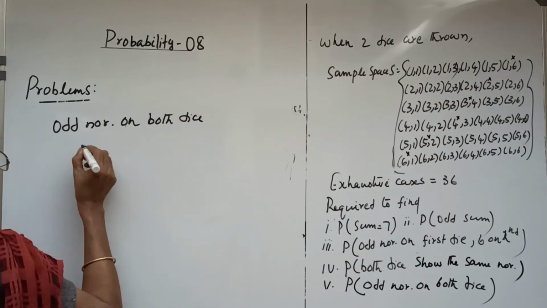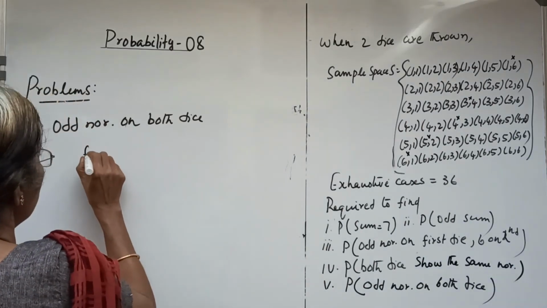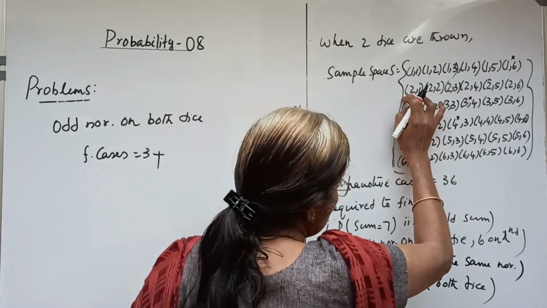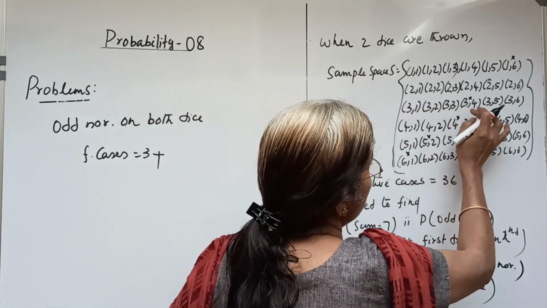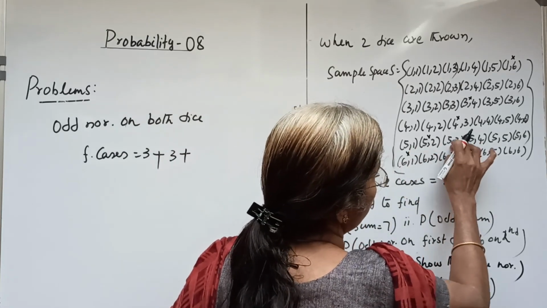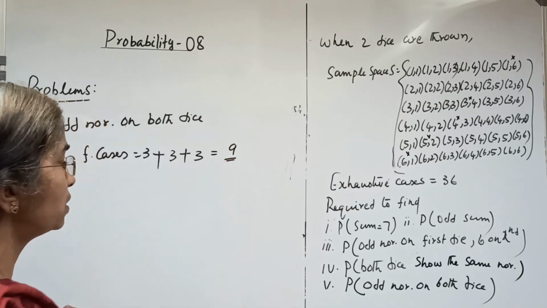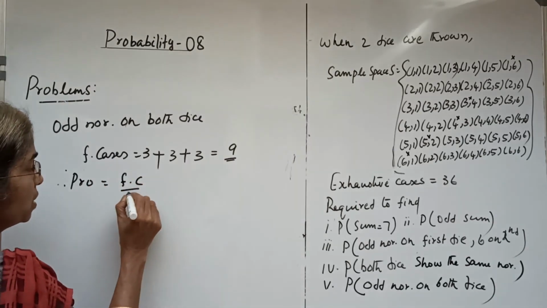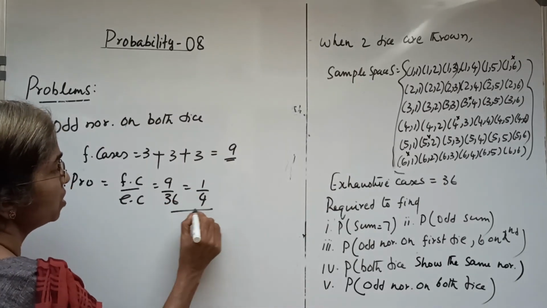Favorable outcomes in the first row: 1, 1, 1, 3, 1, 5, so we can write the favorable cases as 3 plus. In the second row there are no outcomes possible for this event. Third row: 3, 1, 3, 3, 3, 5, that is again 3. Then in the fifth row: 5, 1, 5, 3, 5, 5, then again 3. That is 3 plus 3 plus 3 equal to 9. Therefore probability equals favorable cases divided by exhaustive cases, 9 by 36, equal to 1 by 4.